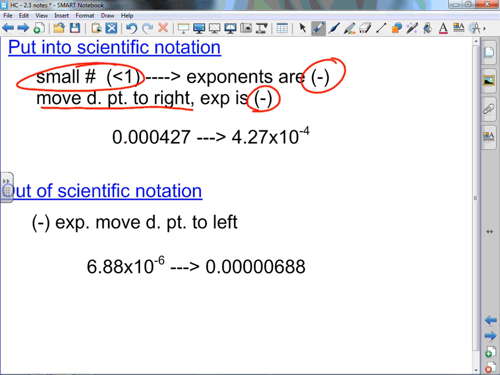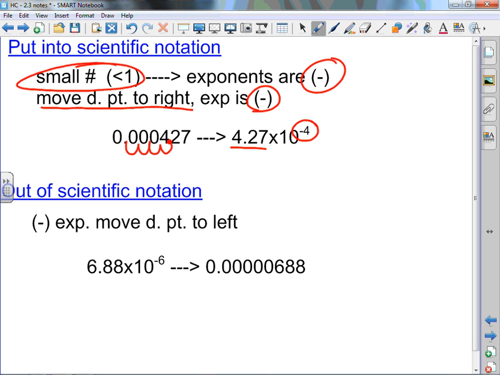So here, I need to move the decimal point 1, 2, 3, 4 places to the right to fit it in the correct format to get 4.27. I moved it 4 to the right, therefore negative 4 as the exponent.